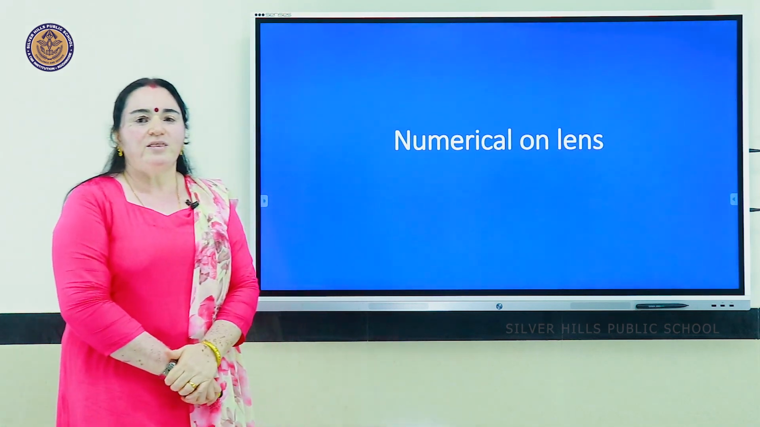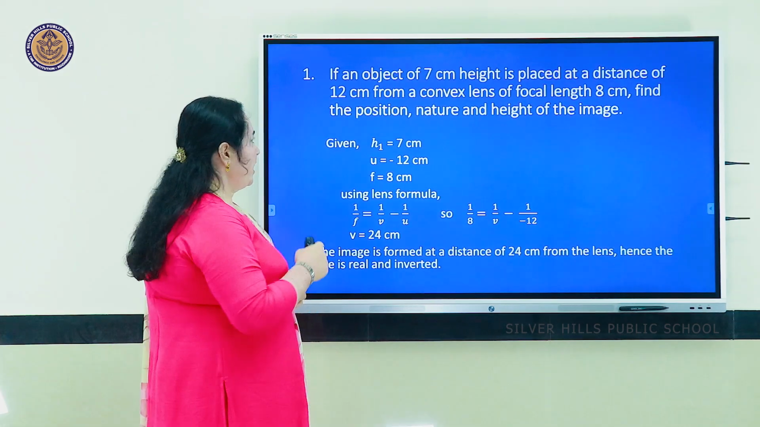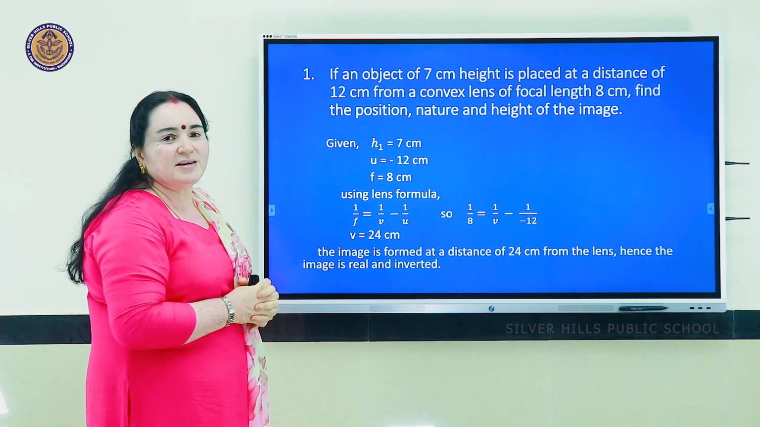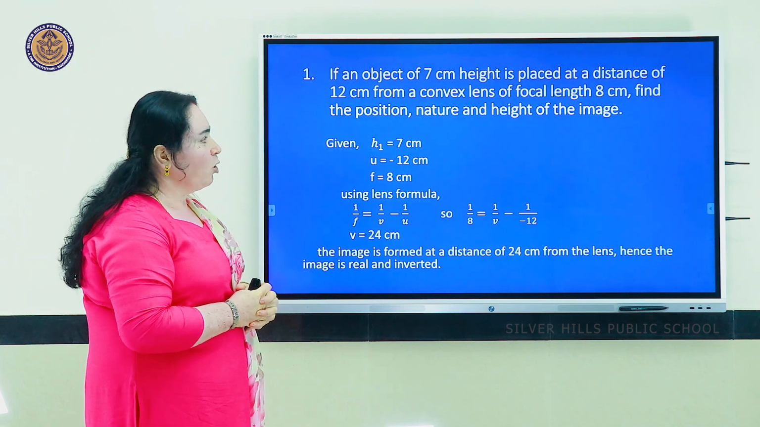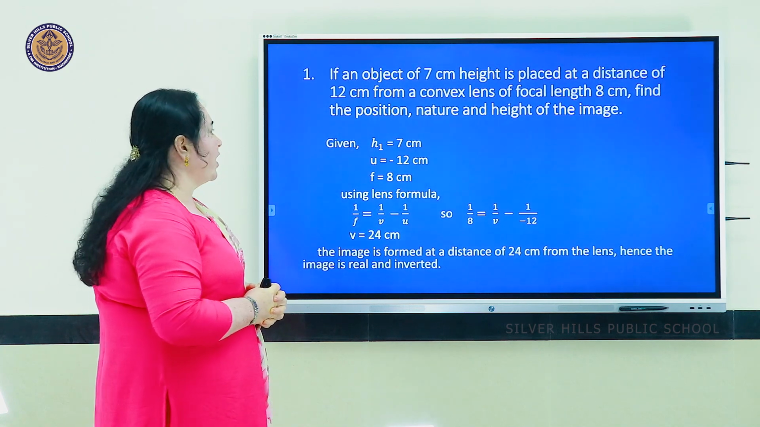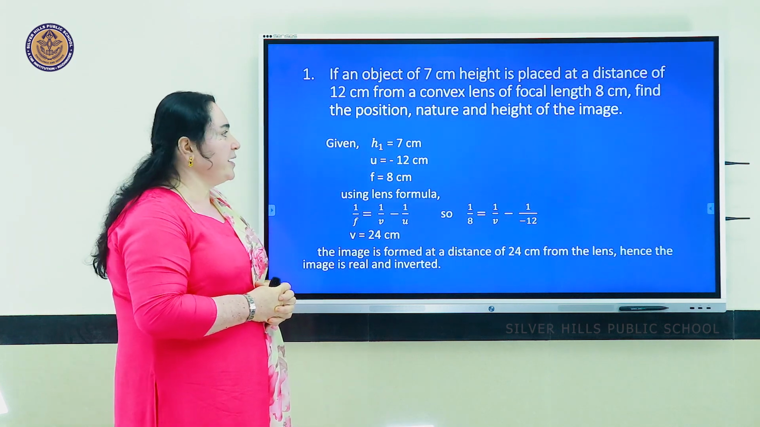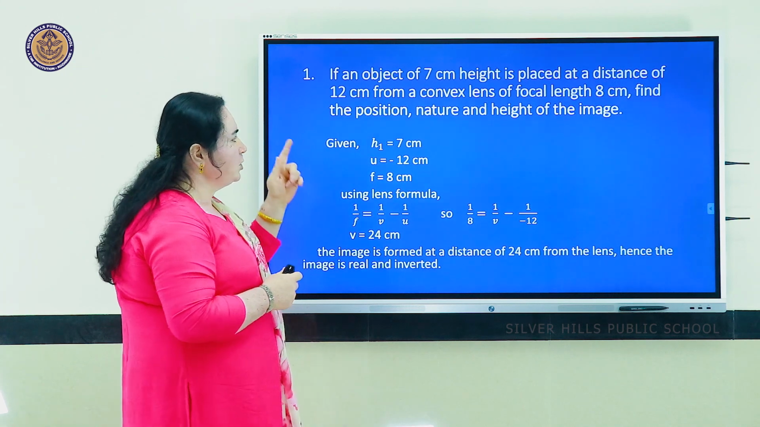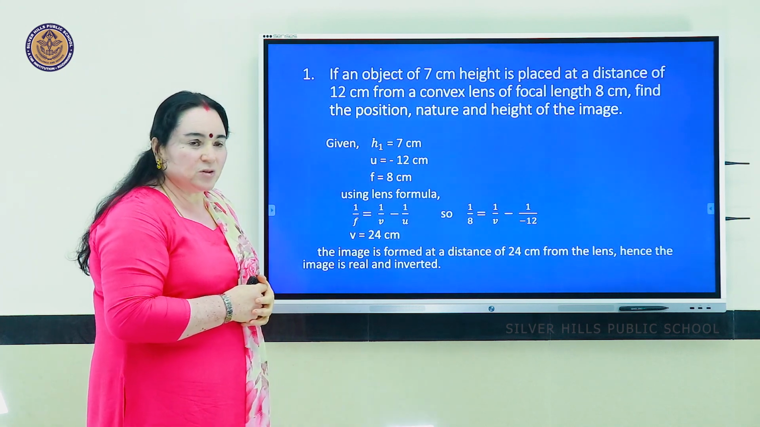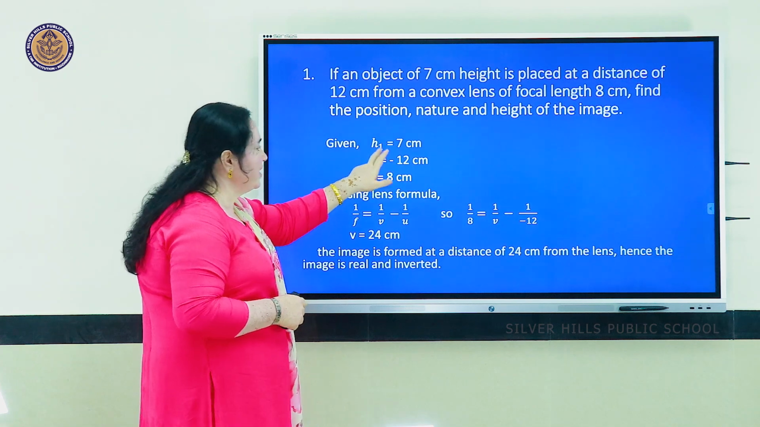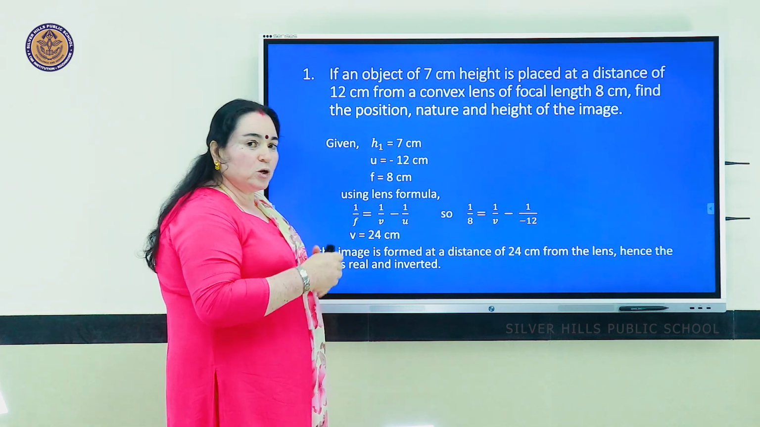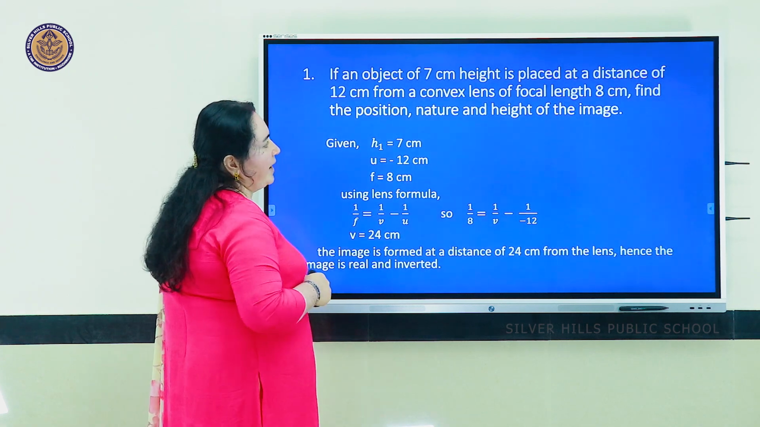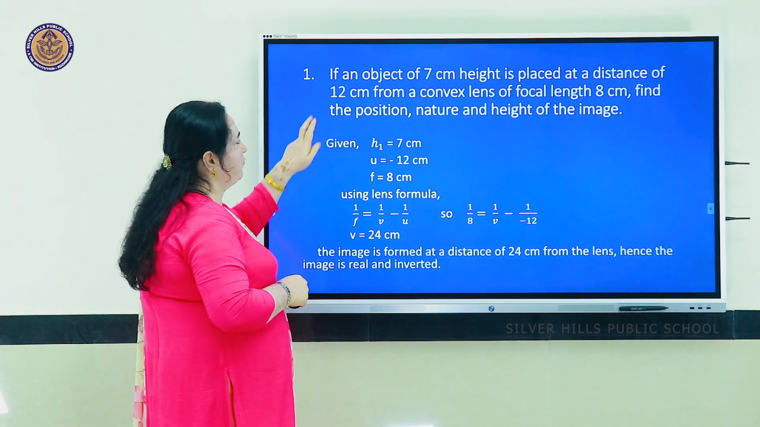Now, let us try out a numerical. If an object of 7 centimeter height is placed at a distance of 12 centimeter from a convex lens of focal length 8 centimeter, find the position, nature, and the height of the image. So let us gather what are the given things over here. Object of 7 centimeter height. So that is our H1. H1 is equal to 7 centimeter. We're going to go on putting a Cartesian sign convention with the values too. And the object is placed at a distance of 12 centimeter.